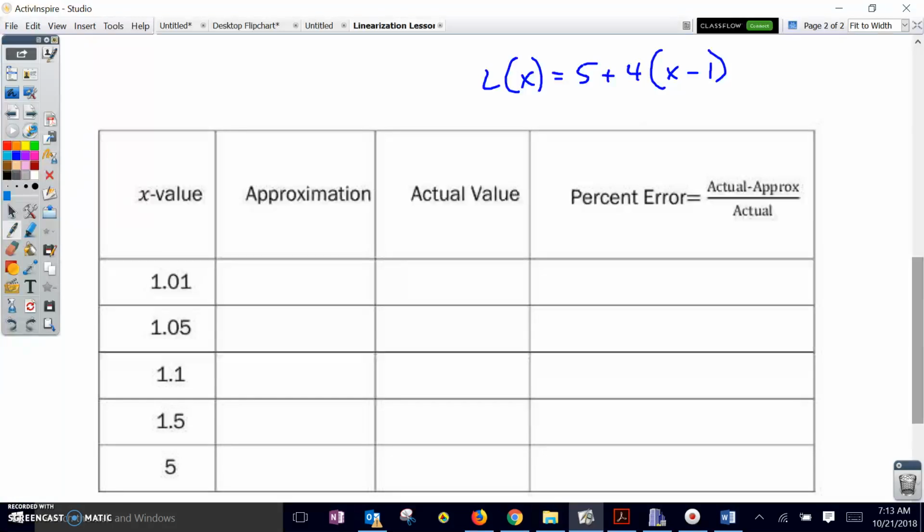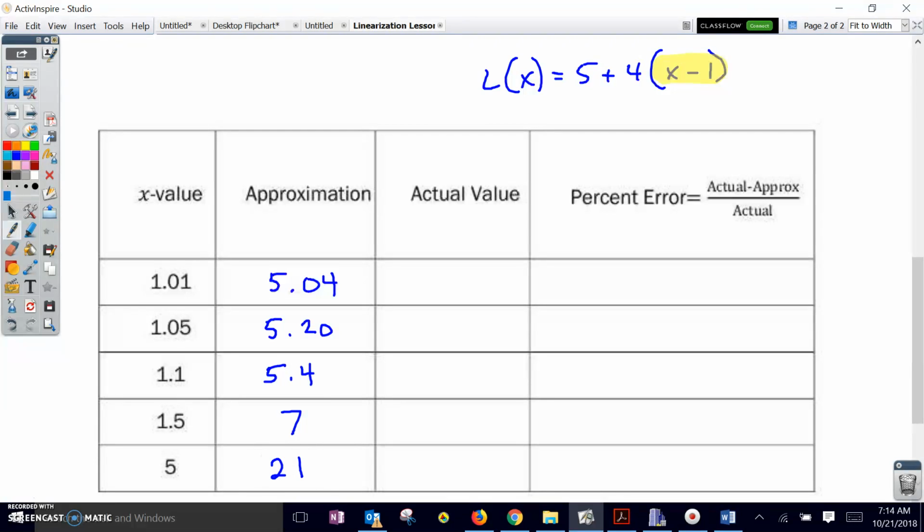If I substitute 1.01 in here, I get that my approximation is 5.04. If I substitute 1.05 in here, I get that my approximation is 5.20. And all I'm doing is taking 5 plus 4 times the quantity and substituting these quantities in here for x and doing the calculations. It's 1.1, that's going to be 5.4. If it's 1.5, 0.5 times 4 is 2, that's going to approximate it at 7. And if I put 5 in there, 4 times 4 is 16, plus 5 is 21.